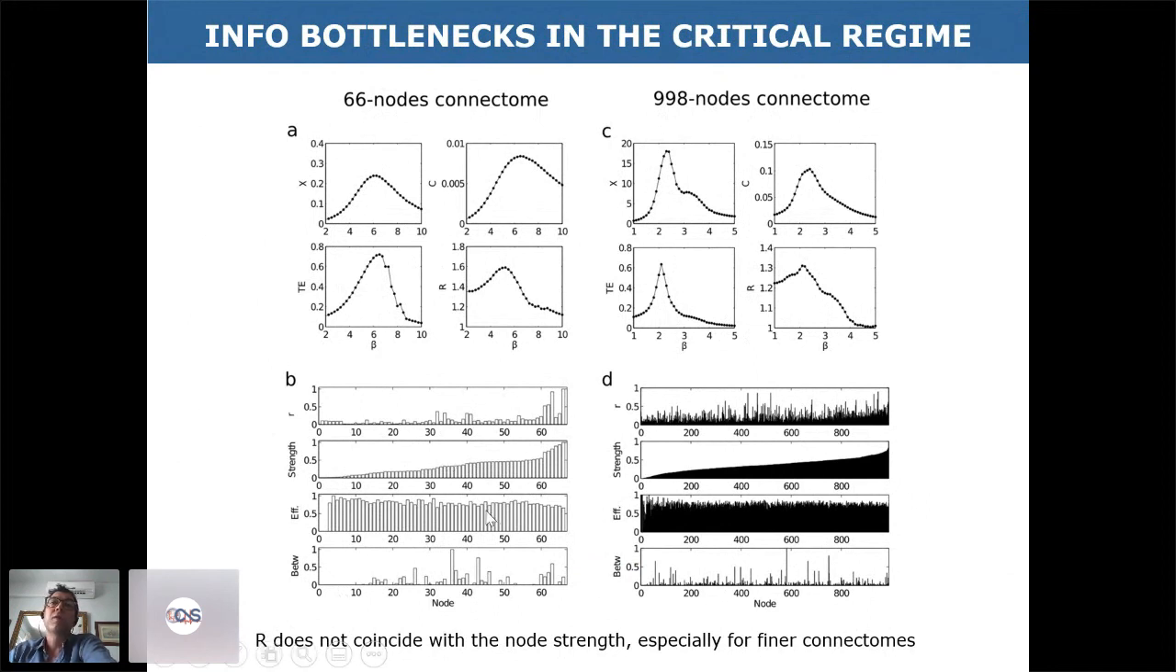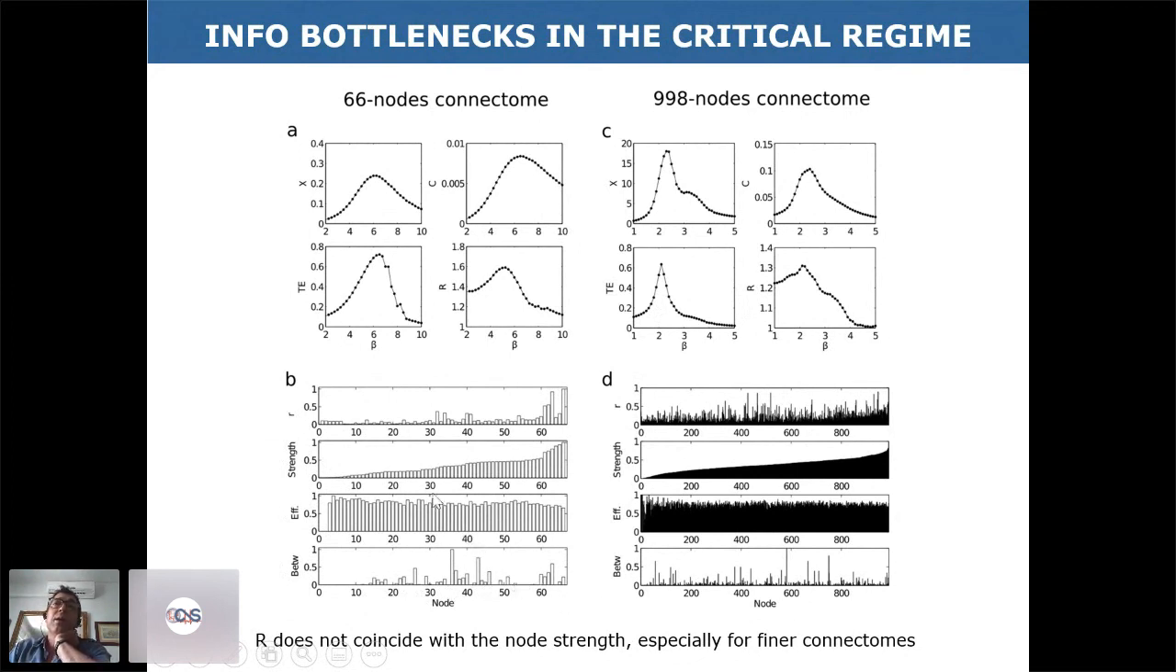From this figure, in the first panel we see the ratio between outgoing and incoming connectivity for each node. That's why here it is called with a lowercase r, because with uppercase we have the global value, and here we have the pairwise value for each node. And this is compared with different metrics of the networks: the strength, the efficiency, and the betweenness of the network.